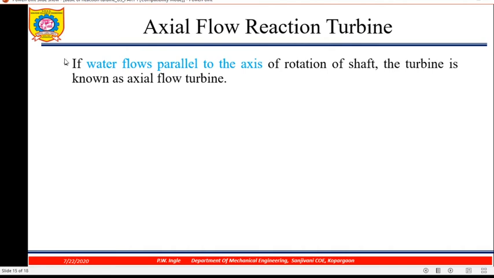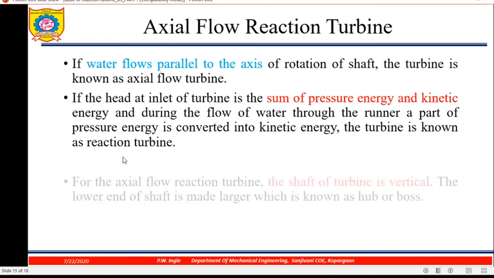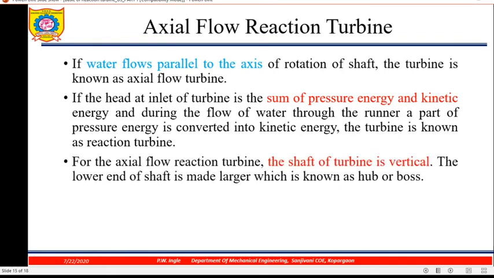Okay. Now if the water flows parallel to the axis of rotation of shaft, the turbine is known as axial flow turbine. If head at inlet of turbine is the sum of pressure and kinetic energy, and during the flow of water through the runner, a part of pressure energy is converted into kinetic energy. So that's why it is known as reaction turbine. This part we have already discussed.